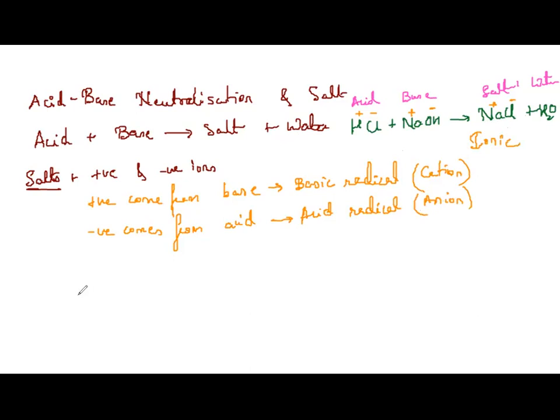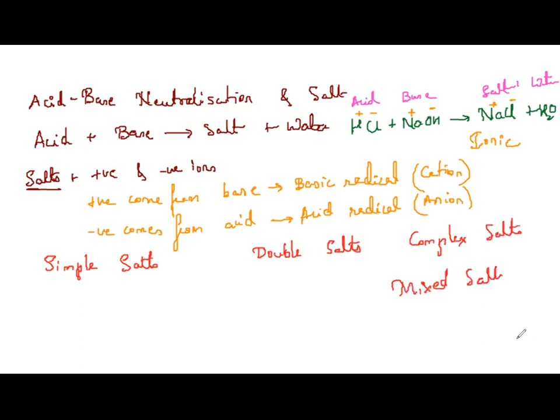Yes, you can further classify these salts as simple salts. We have simple salts, then we have double salts, then we have complex salts, and we have mixed salts. So we have 4 types of salts. Simple salts means the salts formed by interaction between an acid and a base. In this again, we have 3 types of salts. One is normal salts.